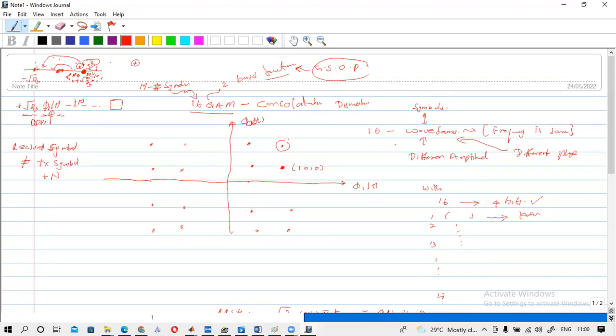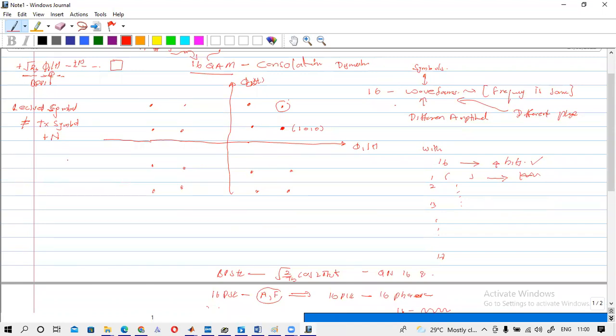For that purpose you have to define a decision boundary. So here you have 0. Here you have two symbols, plus root Eb and minus root Eb. This is for BPSK. So these are two symbols, and the received symbol can be any point here. If you are sending plus root Eb, it can be shifted to any point due to noise. And if you are sending minus root Eb, it also can be shifted to any point on this constellation diagram due to noise.